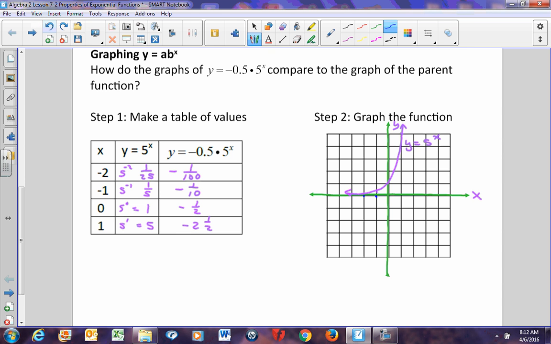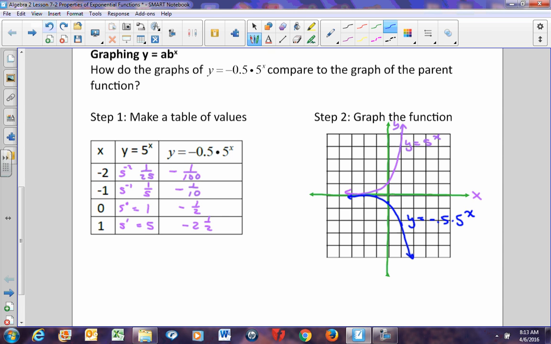I'm going to have 0, negative 1/2, which is right here. And then I'm going to have 1, negative 2.5, which is right here. So as you can clearly see, it's actually decreasing even more rapidly than it was increasing. Okay, so this is going to be y equals negative 0.5 times 5 to the x power.